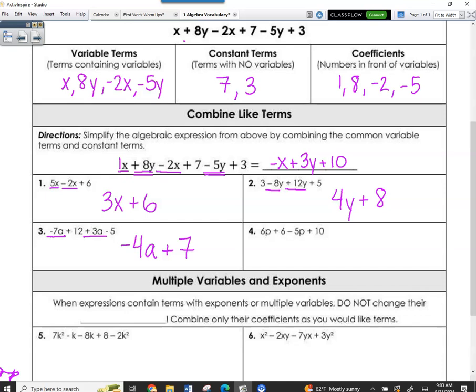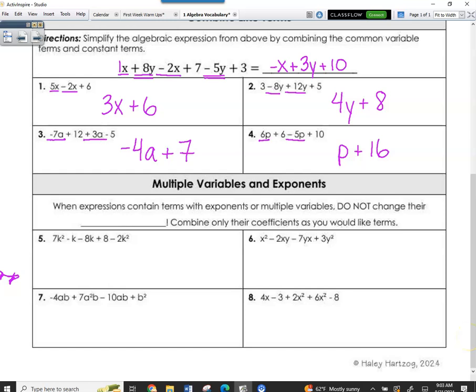The last one, 6p minus 5p, 1p. Don't write the 1 if you need to, that's fine. But you need to start training yourself to not write it because you're never going to see it. So like on the EOC, they're not going to put a 1 there. Okay? And then 6 plus 10. 16. All right.